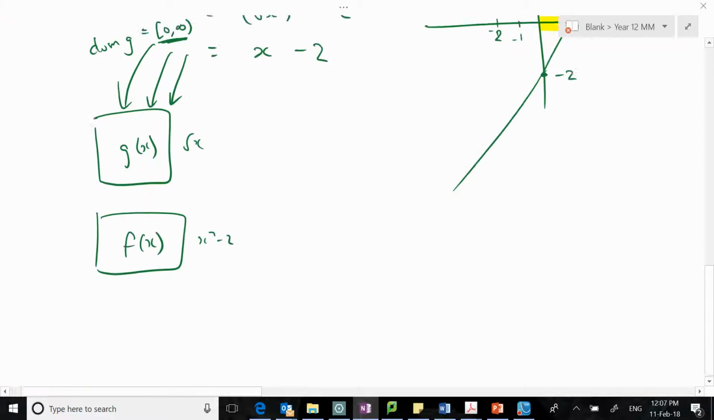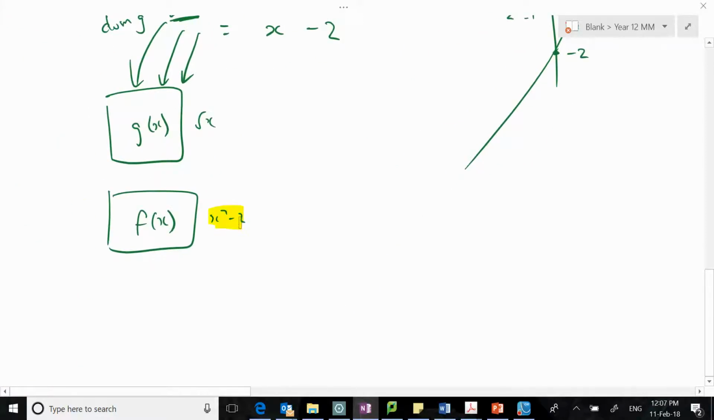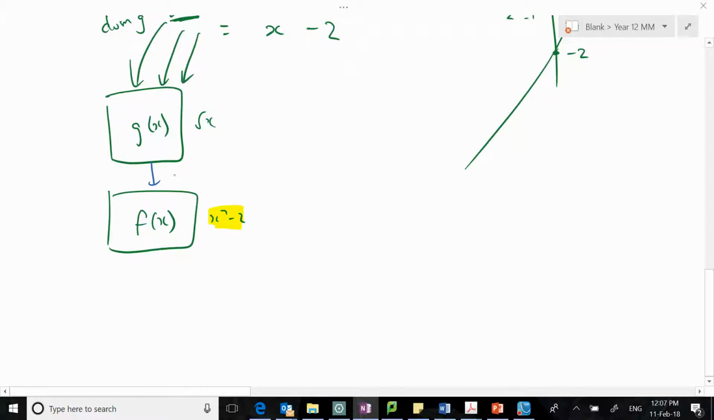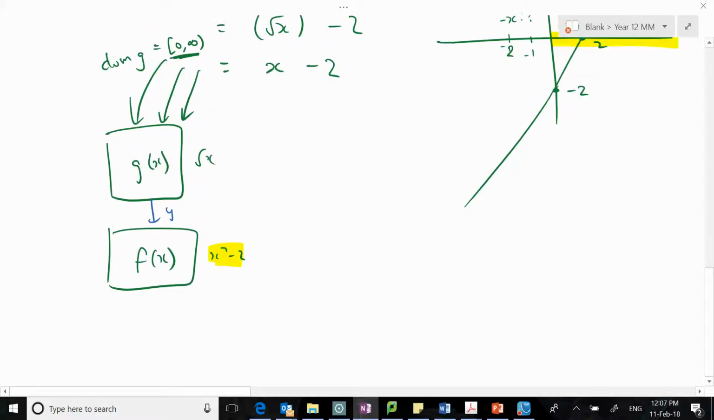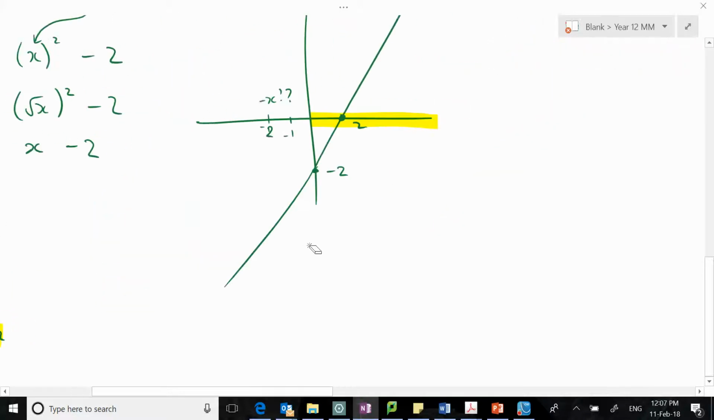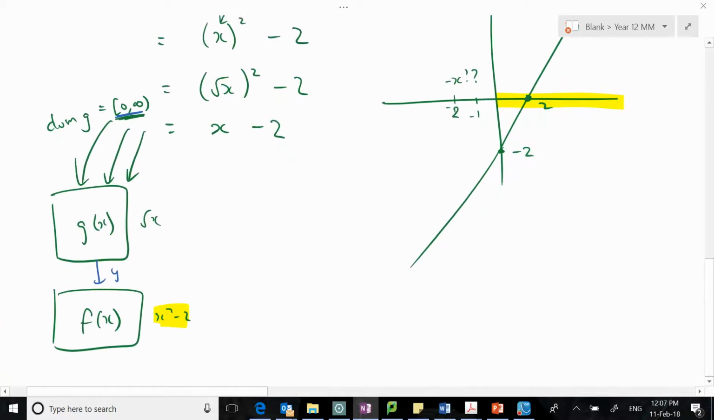0 to infinity, because we know that x squared minus 2 has no restrictions. It can take any y value that you happen to be able to spit out. Okay, so given the restriction that you have, the graph that you sketch can only now take it from here onwards.